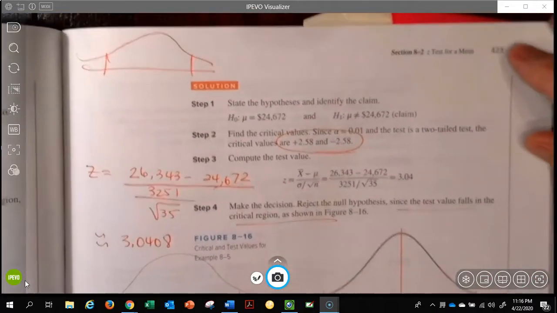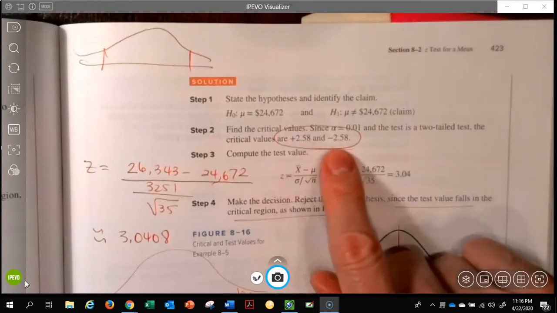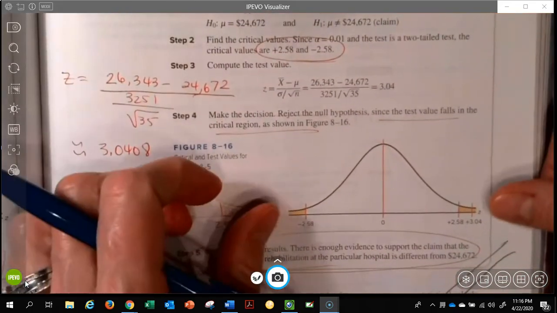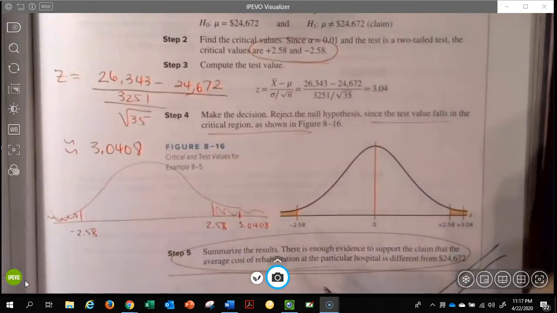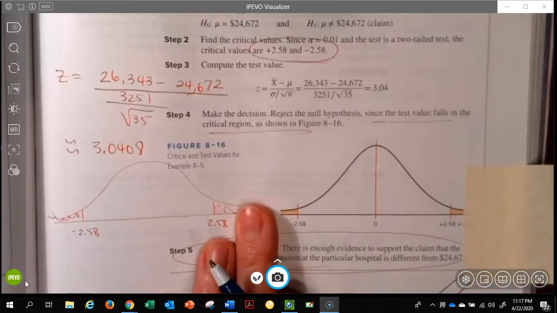And if you join with me up here at the top of the next page, which is 423, you see our hypotheses, our claim, and our 2.58, which one has to be on the left and one has to be on the right. I'm going to go ahead and use their drawings. I'm going to hide this little thing that happens right over here, and I'm going to use their drawing. Well, I've got my drawing going too. I need to hide that too.